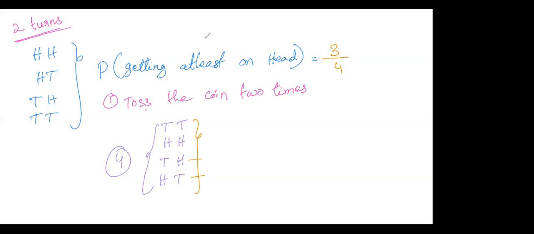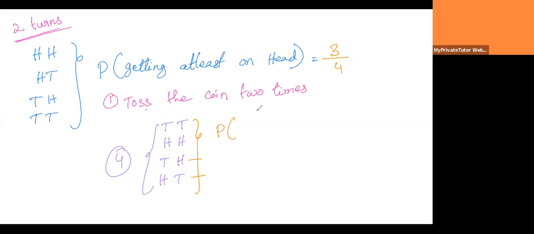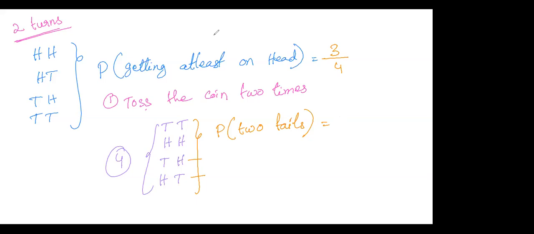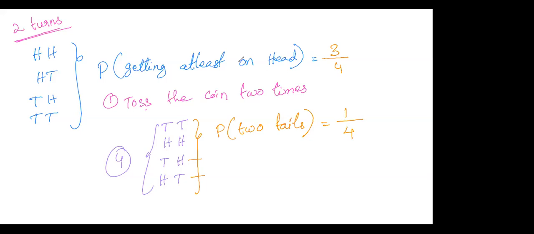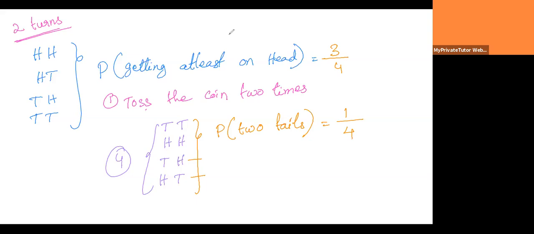Okay, so the same question, let me ask you in a different way. What is the probability of getting 2 tails? What's your answer? Anybody? 1/4. 1/4, because the total possibilities are 4, but we have just one case of tails, both tails. Yeah, 2 tails or both tails.